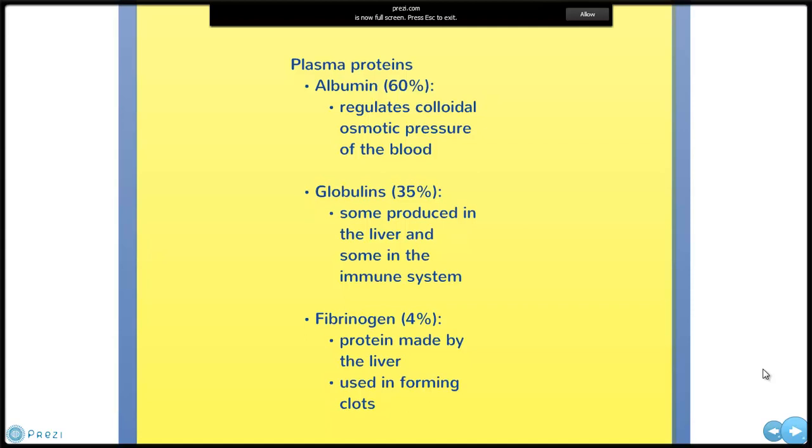Next is globulin, making up 35%. Some of globulin is produced in the liver and the other is produced in the immune system. The main function is to transport proteins, and it also plays a major role in antibodies. The smallest plasma proteins are the fibrinogen, which make up 4%, and they are made in the liver. Their main function is in blood clotting, and it helps form the fibrin, which acts to stabilize the blood clots in platelet formation.